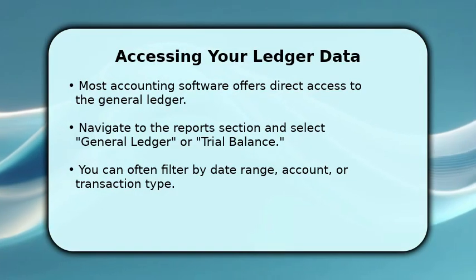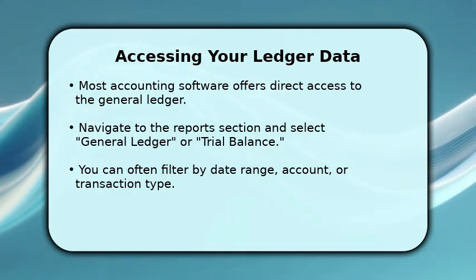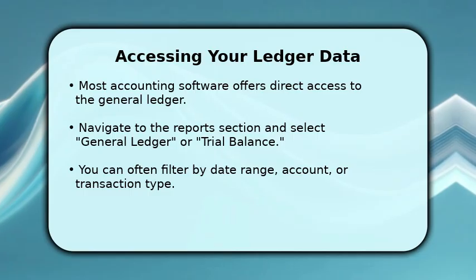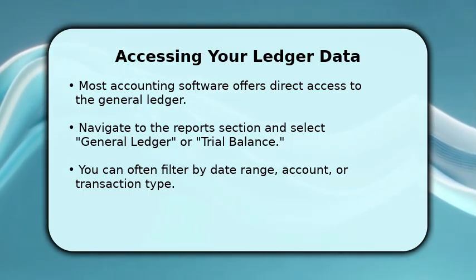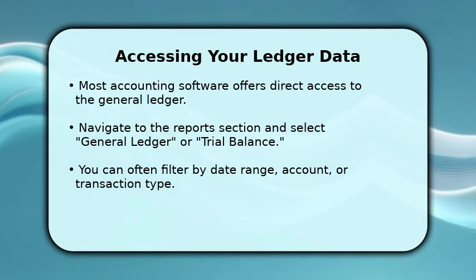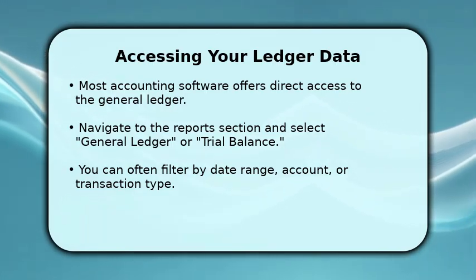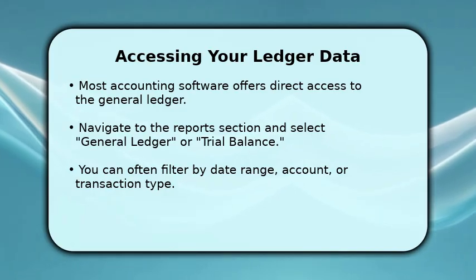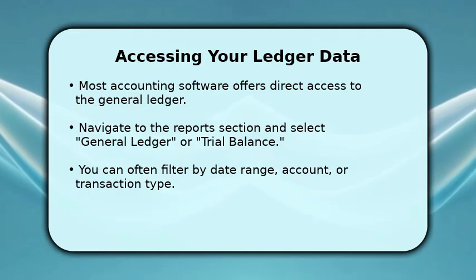Accessing your general ledger is typically straightforward with modern accounting software. Look for a Reports menu, then select General Ledger or a similar option. You can usually customize your view by filtering for specific dates, accounts, or transaction types to pinpoint the information you need. This flexibility allows for detailed analysis of your financial activities, ensuring you can quickly find relevant data.